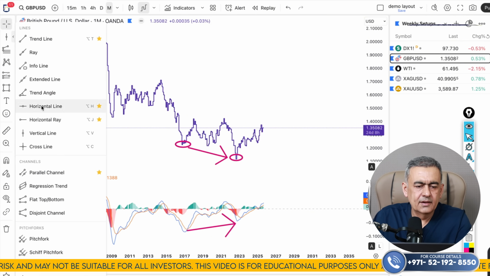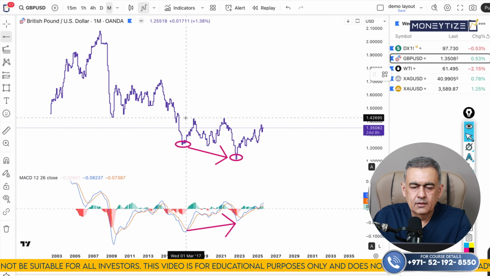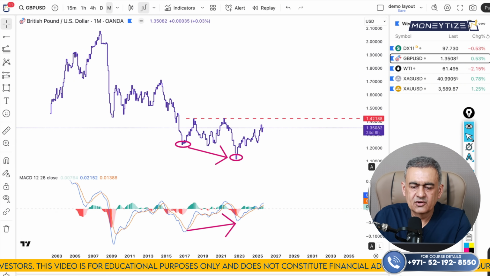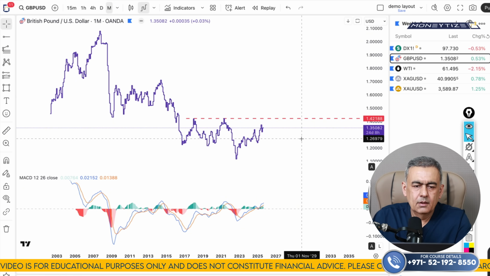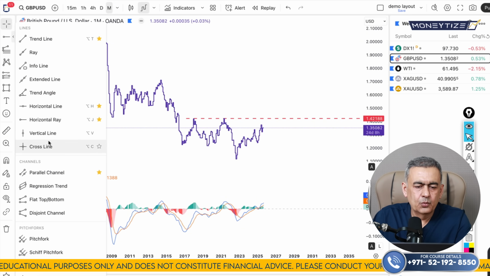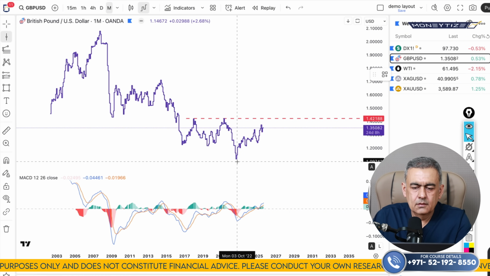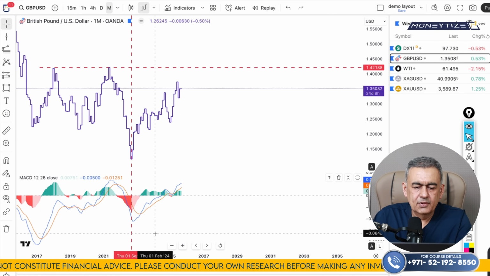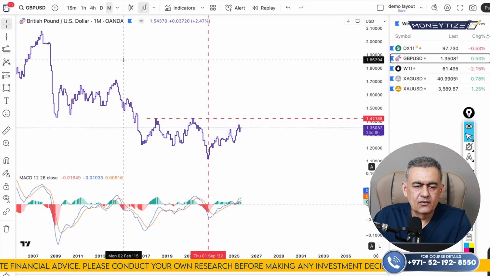So I need to apply here the breakout structure point. So we have a double top. So 1.4218 is the breakout structure point, which is not yet done. But I can see starting from the lowest point, bullish cycle is completed, and we can also look for break of trend line here.